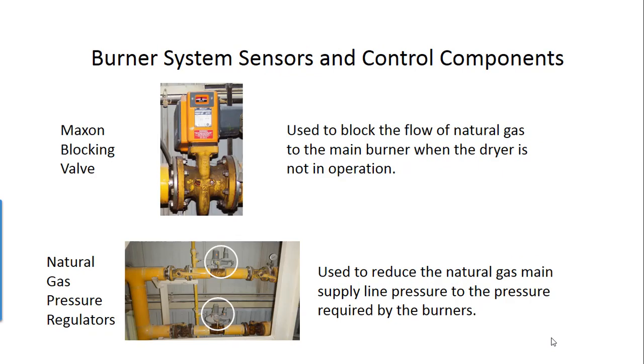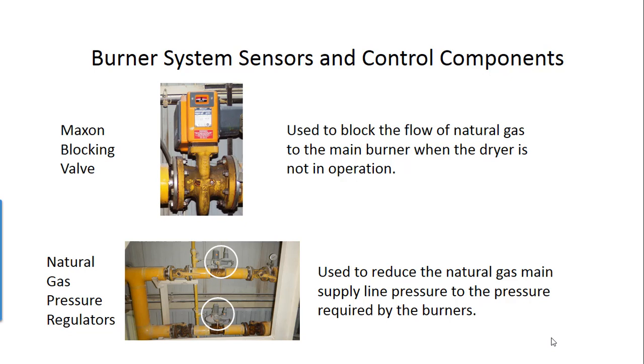The next component is a Maxon, and that's the manufacturer's name. So it's a Maxon blocking valve. It's used to block the flow of natural gas to the main burner when the dryer is not in operation. That could be because we have shut it down through a methodical process, or it could be because there has been a safety issue, and these are the valves that will cause the flow of natural gas to cease.